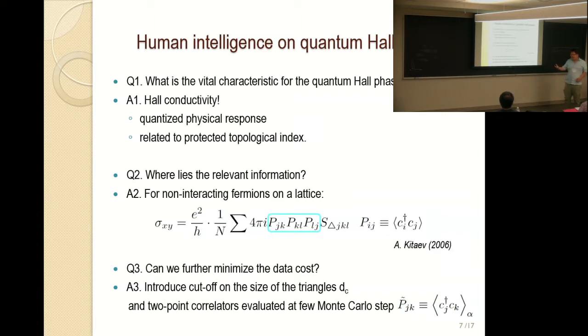On the other hand, which I will not be able to tell you more about due to time limit, snapshots of Monte Carlo will have information not just about these operators, but also about the correlation between different operators, which is very important when we eventually go to strongly interacting phases.